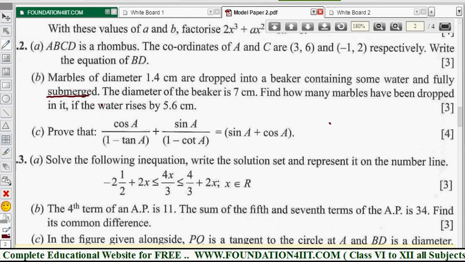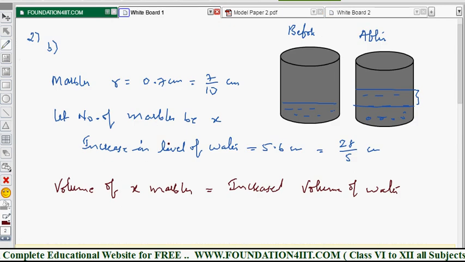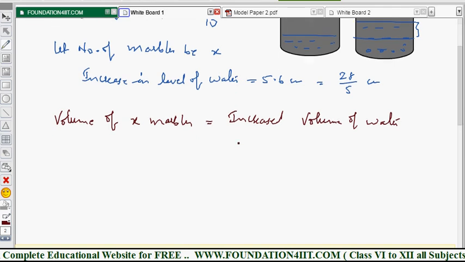The diameter of the beaker is given in centimeters and the marble's diameter is also given. Then we can take this question like this. 4 by 3 pi r cube is the volume of a sphere. The marbles are in spherical shape. So for x marbles, that is x into 4 by 3 pi r cube. The radius is different, and the volume of the cylindrical shape is pi r square h.